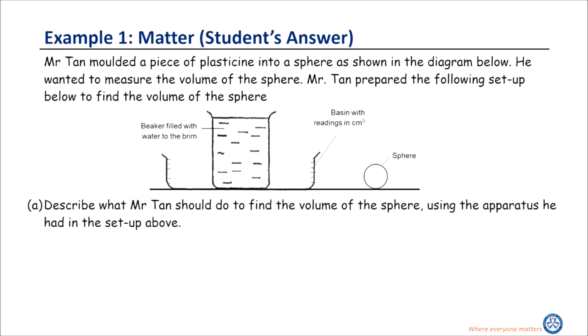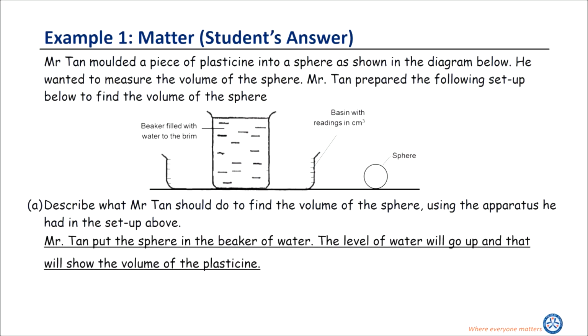Describe what Mr. Tan should do to find the volume of the sphere using the apparatus he had in the setup above. So the question is basically a describe question that requires the student to explain the process. Let's look at the student's answer. Now, as you can see from the answer, the child is trying to show some understanding of what he needs to do, but is not linking it back to any concepts. So, this answer is considered irrelevant and marked wrong.